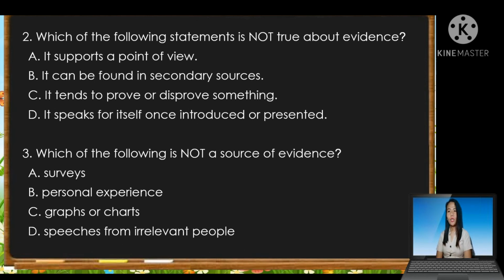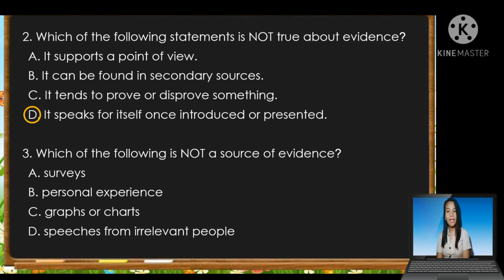Number 2. Which of the following statement is not true about evidence? Remember, not true. A. It supports a point of view. B. It can be found in secondary sources. C. It tends to prove or disprove something. Or letter D. It speaks for itself once introduced or presented. And the answer is letter D. Very nice. Next, number 3.